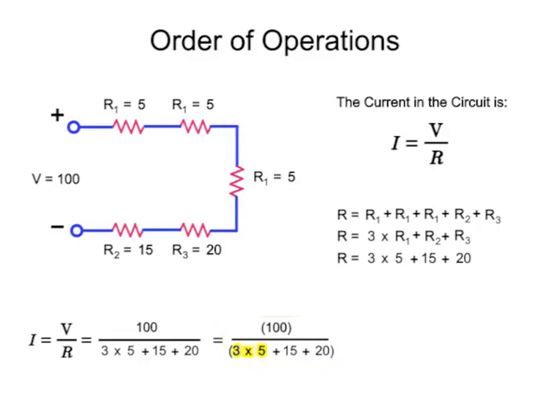3 times 5 yields 15. Then, accomplish addition and subtraction from left to right. 15 plus 15 plus 20 equals 50. Finally, simplify the answer. The total current in the circuit is equal to 2.